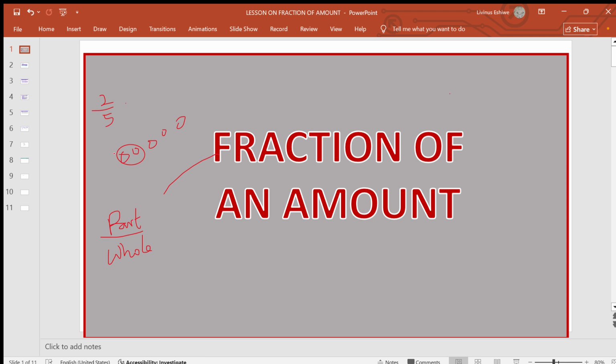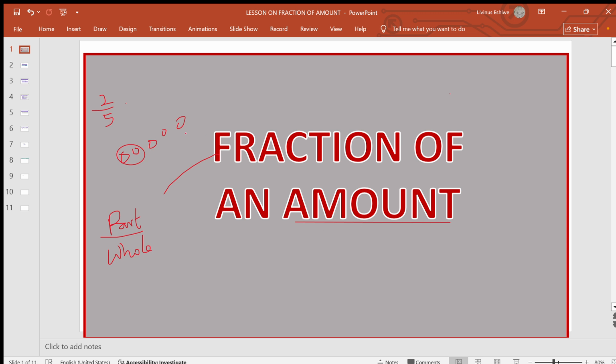Now, this number of oranges can be regarded as what? The amount of oranges you have, and which can also be seen in different aspects, like in your currencies, the amount of money you have, and so on and so forth. So a fraction of something is also a fraction of any given quantity.